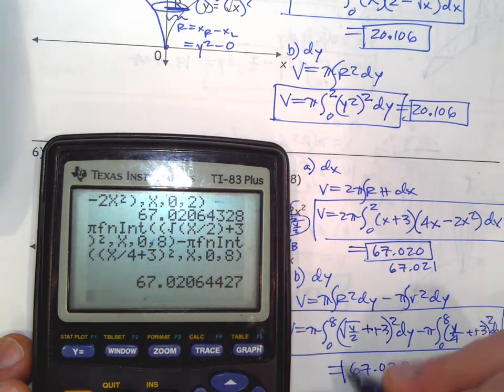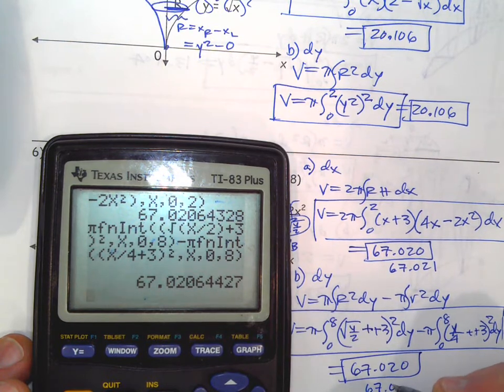67.020. Perfect. Same answer. 67.021 if you want to round.